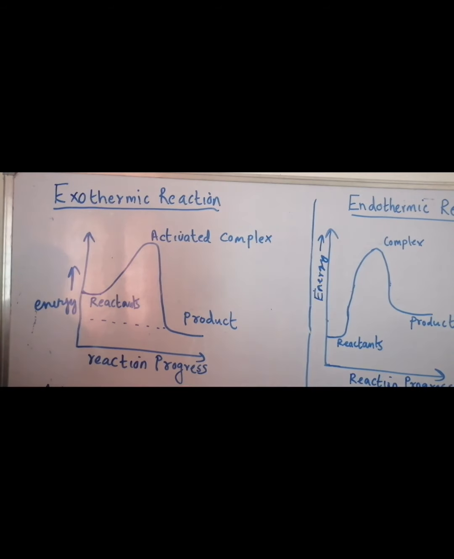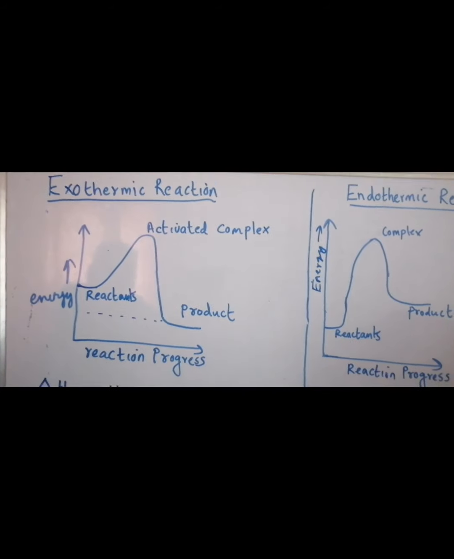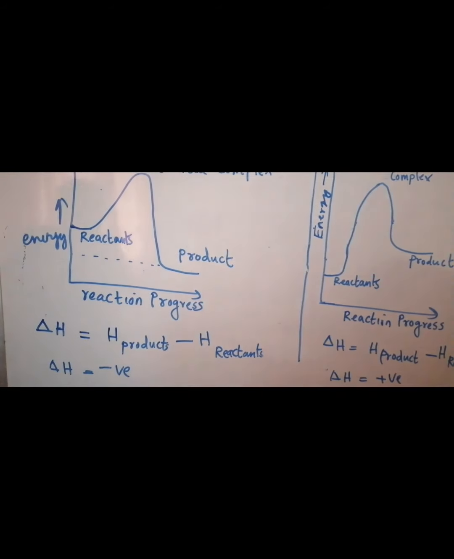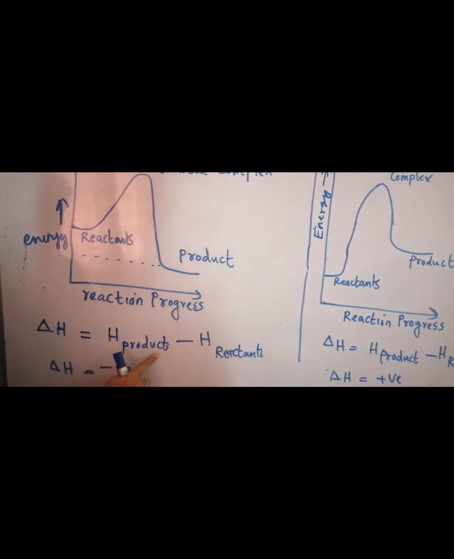The change in enthalpy, delta H, is enthalpy of the product minus enthalpy of the reactant. As the product has lesser energy, delta H, the change in enthalpy, is found to be negative.